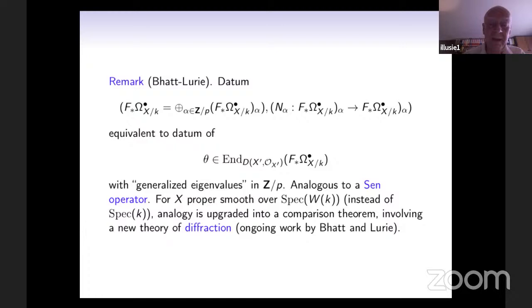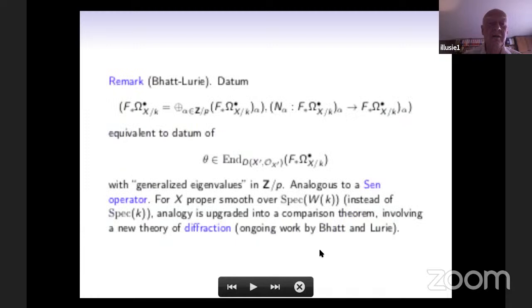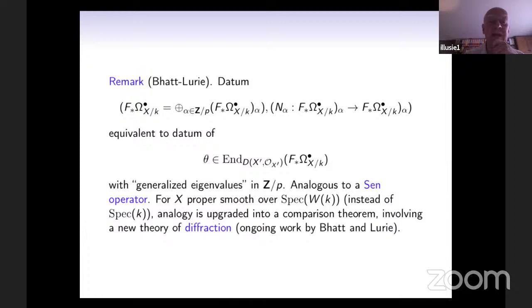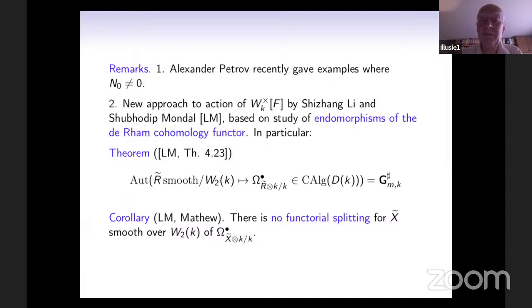Of course, you can ask: we found a new and important operator, N alpha. And the first question, which wasn't solved until very recently, is it possible that all the N alpha are zero? Well, the answer is no. Sasha Petrov, I think the same that we heard in the previous talk by Moritz, has recently given examples where N0 is not zero. So it means a part of weight zero.